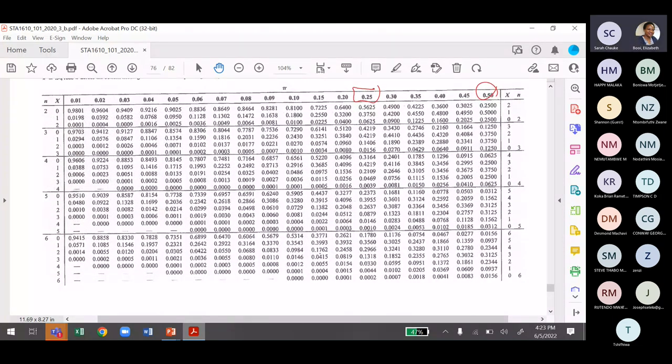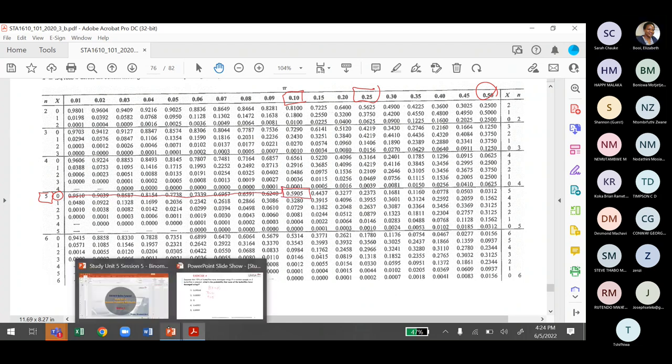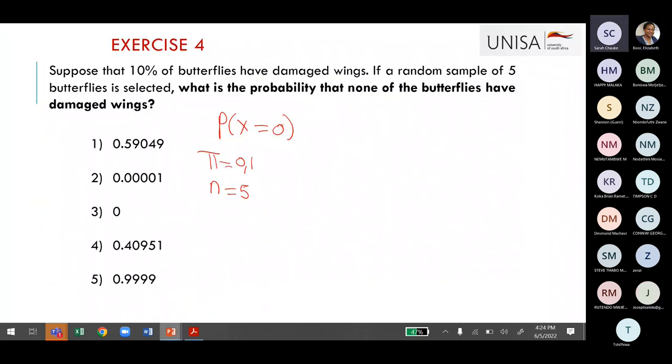It's 0.5905. We know that our pi is 0.10, and n is 5, and X is 0. Which is option number 1.